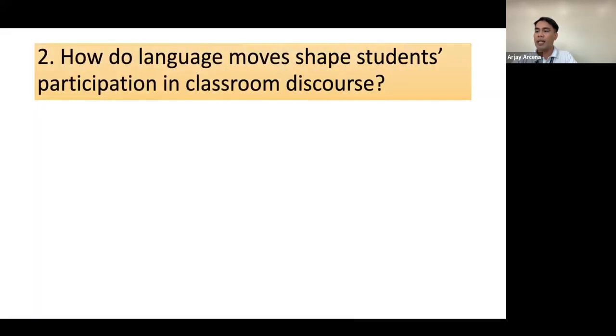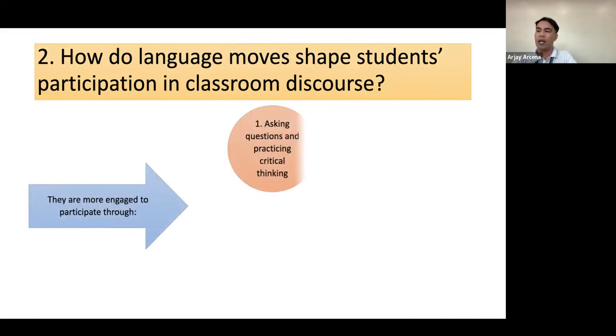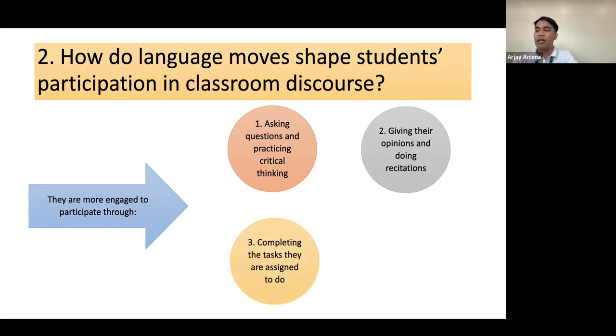For the question, how do language moves shape students' participation in classroom discourse, the following were observed and drawn. Students tend to ask more questions regarding the subject matter and practice critical thinking by making follow-up questions or looking at a situation from other lenses to understand the lesson better. They are also giving more of their opinions and actively recite. They also complete their tasks on time, and they collaborate with their classmates.